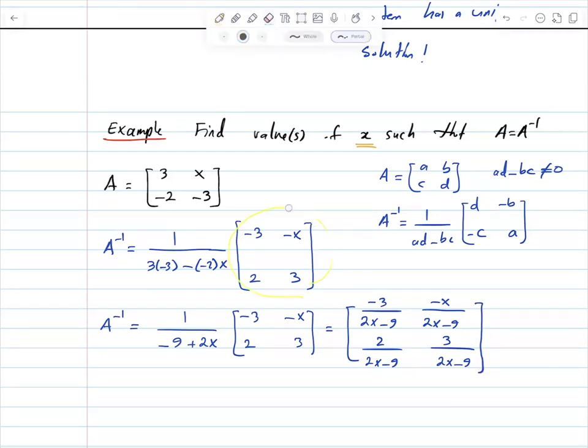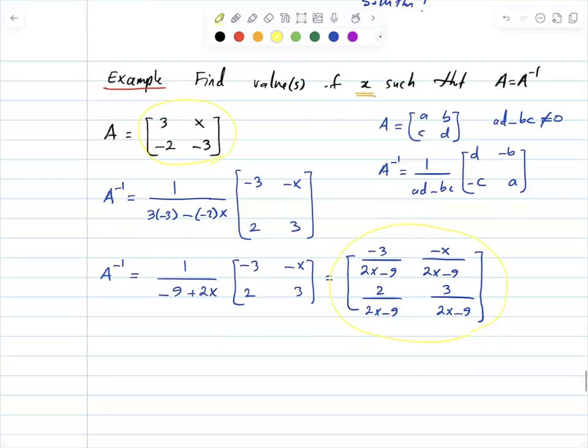I circled the wrong one. Okay, here we go. We're going to set these two matrices equal to each other, right? Their entries must be equal, right? So for example, you can take 3 and set it equal to negative 3 divided by 2x minus 9. See what happens.